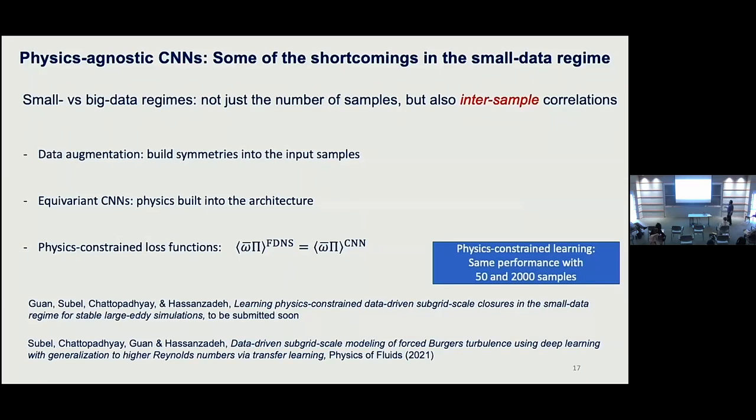In this work, we tried three things to deal with the small data regime. One is data augmentation, basically building symmetries into the inputs by using equivariant CNNs, the type that Rose talked about, basically building some physics into the architecture. And the last one is building some more physics into the loss function. For example, if you look at the global entropy budget in this model, there are constraints that we can find important. We can add them to the loss function.